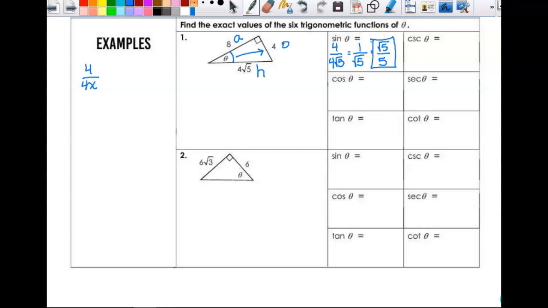Okay. Good with that? Then cosine of theta is adjacent over hypotenuse, so this is 8 over 4 square roots of 5. Can I reduce that? Yes. That becomes 2 over the square root of 5. And then when I rationalize, what does that become? 2 square roots of 5 over 5. Then tangent is opposite over adjacent, so that's 4 over 8, which is 1/2.